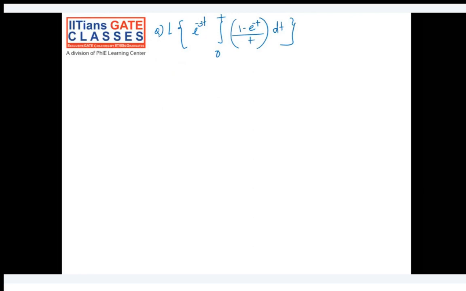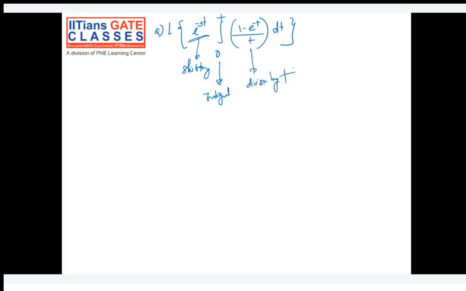First, we have to evaluate that integral 0 to t f of t by t dt. Yes, that form. Then we have to apply the shifting property. That's all. Yeah, a couple of things are here. One is the shifting property. Here you have integration, Laplace transform of an integral, and here is division by t. So a lot of things are there. First, this shifting is always something you should do at the end.